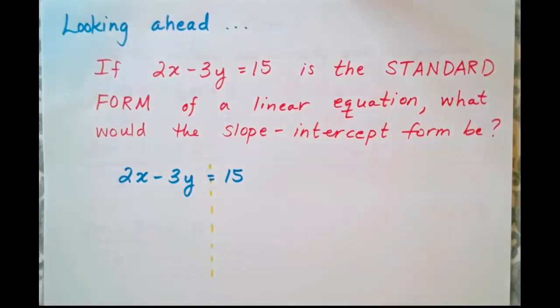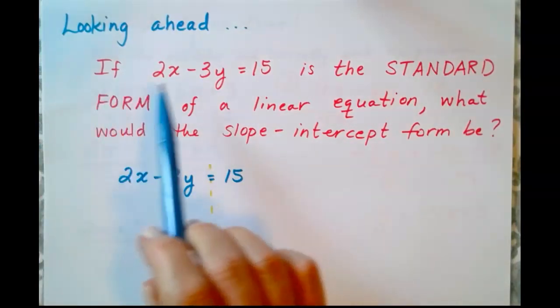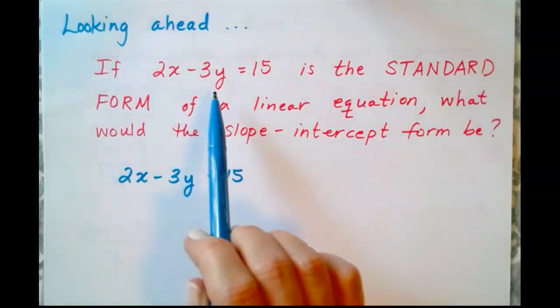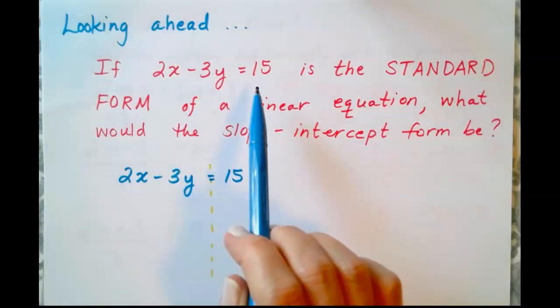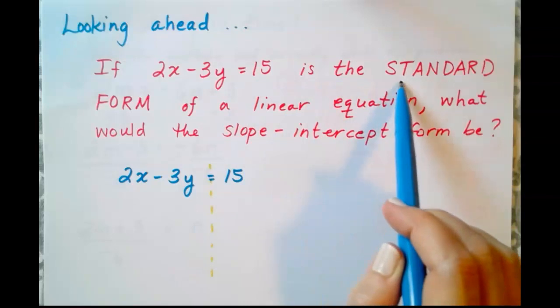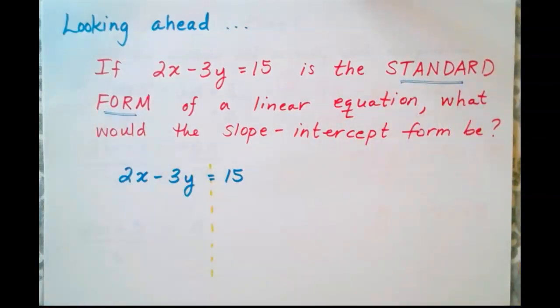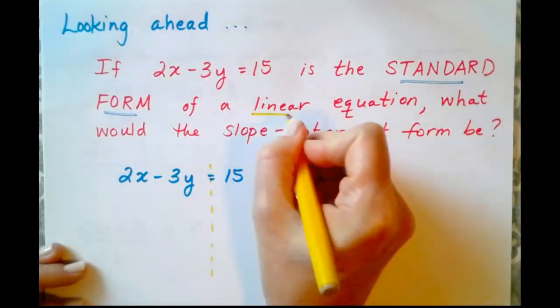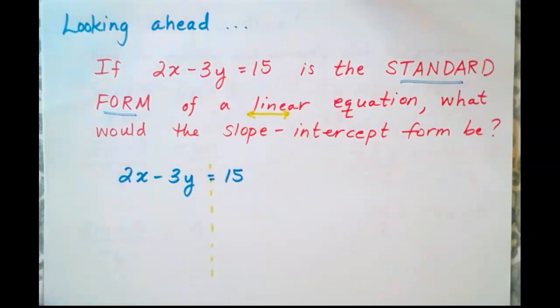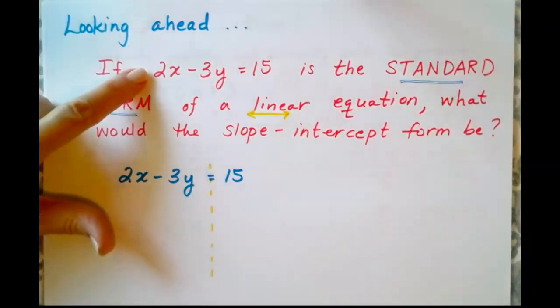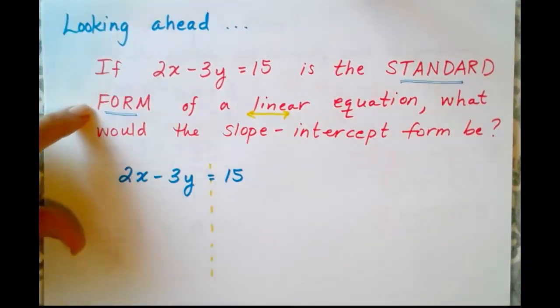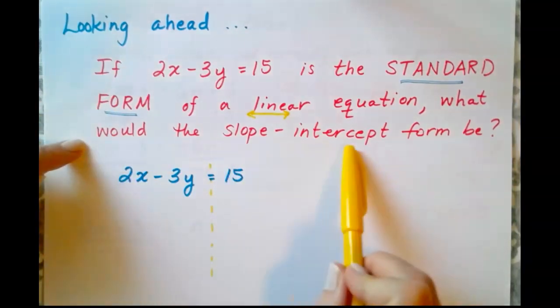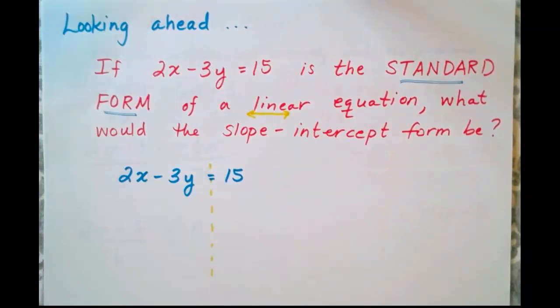So looking ahead, if 2x minus 3y equals 15, this is the standard form of a linear equation. Notice that the root word of linear is line. So this is the equation of a line. This is the standard form of a linear equation. What would the slope-intercept form be?